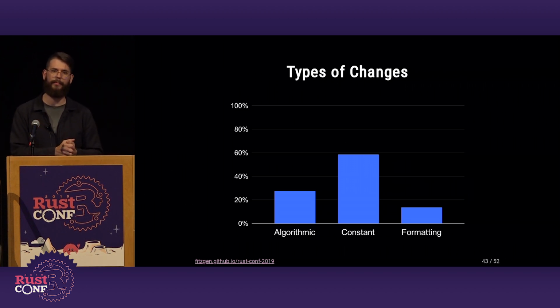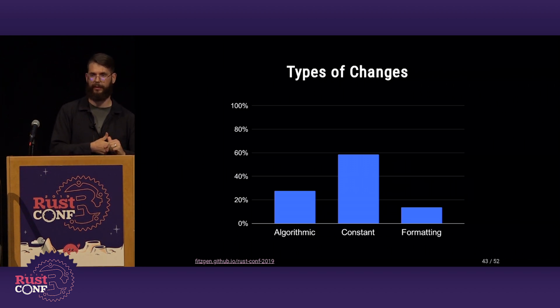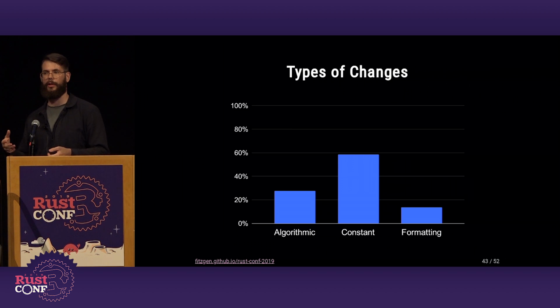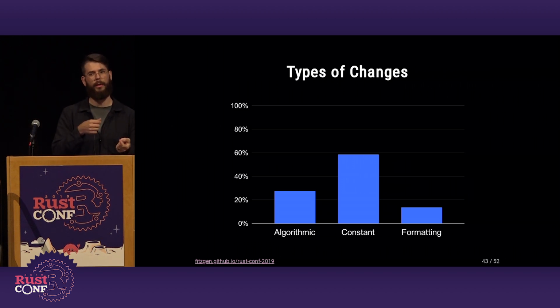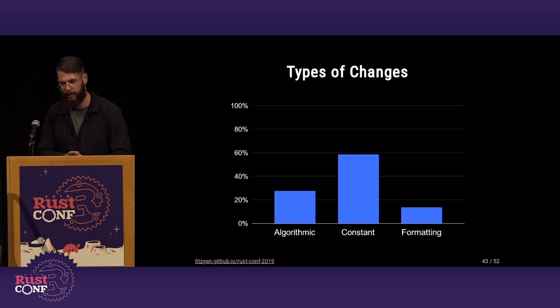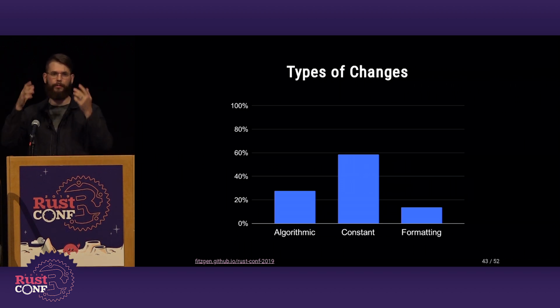Algorithmic changes are the beefier changes, things that are changing loops or introducing if-elses and these sorts of things. Constant changes are me saying, oh, I'm using this normal distribution that I'm sampling random numbers from. What if the standard deviation was 0.5 instead of 0.6? How would that affect the image? And formatting changes are me running Rust format, essentially.